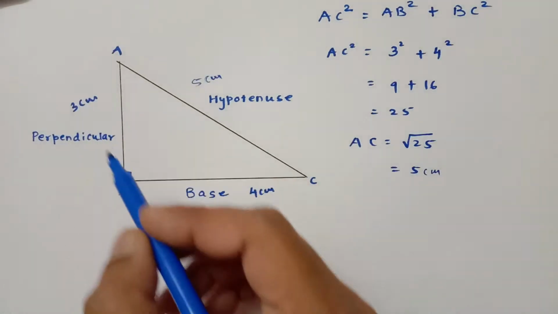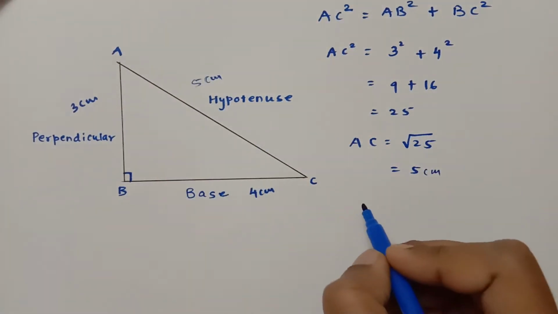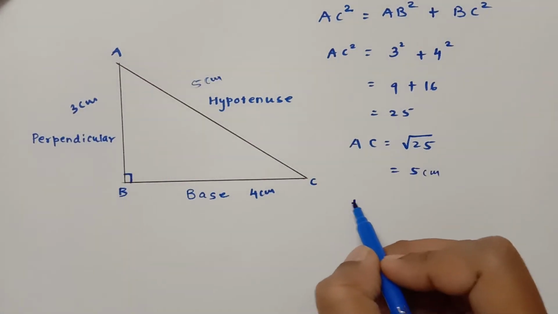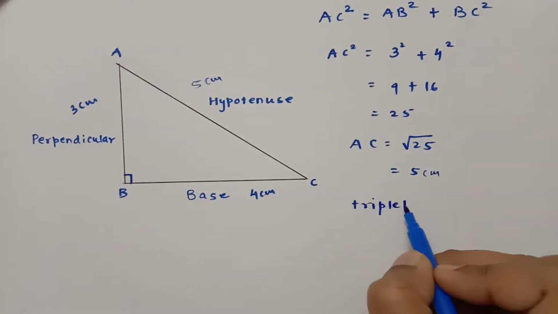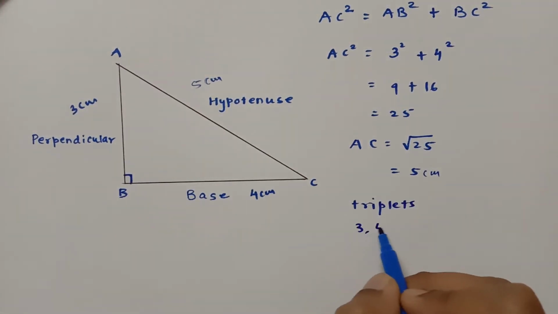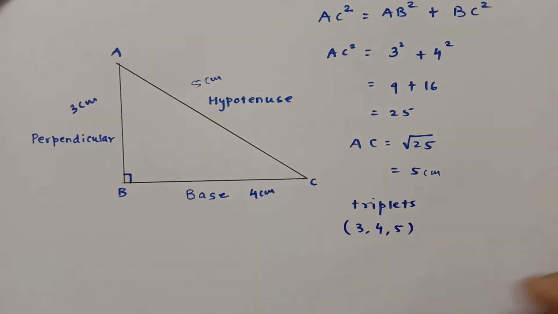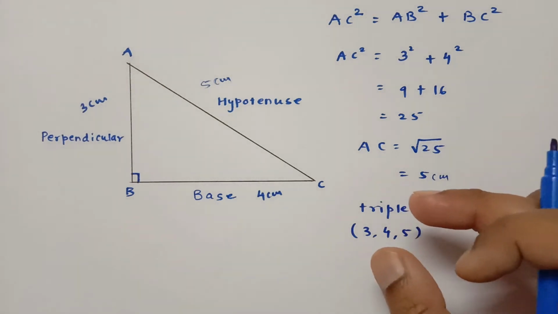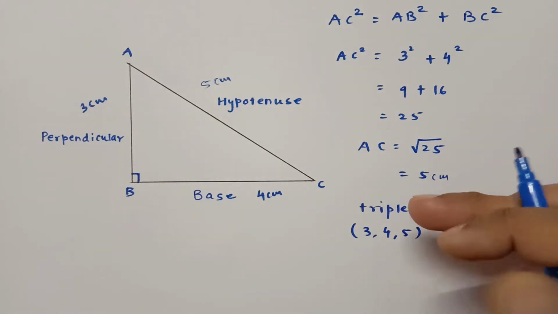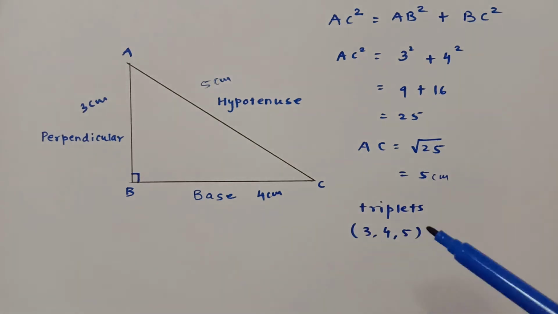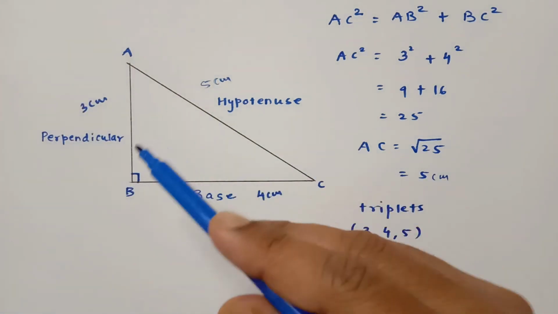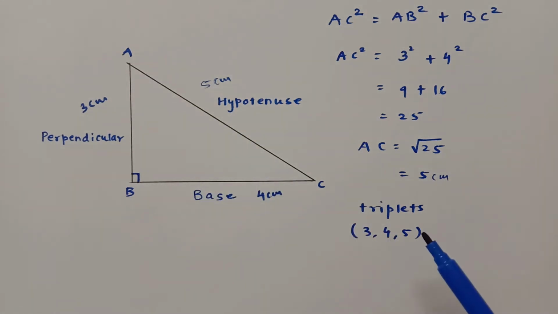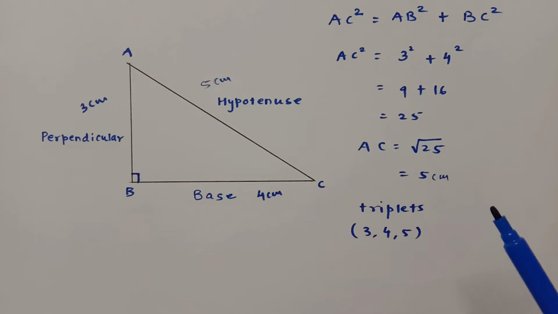Now, this set of three integers which satisfy the Pythagoras theorem are called Pythagorean triplets. So I have 3, 4, and 5 as triplets, and with regard to this, I have discussed almost at the end of this video lecture. I just want to tell you that these triplets are not any set of numbers that can satisfy the Pythagoras theorem, but these have to be positive integers. So now let's move on to the next part.